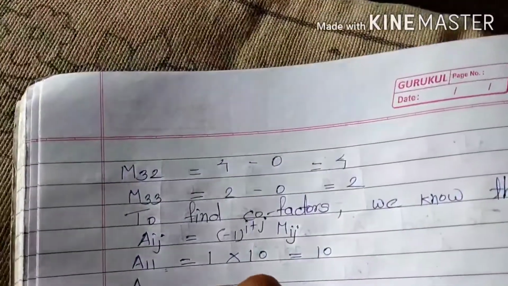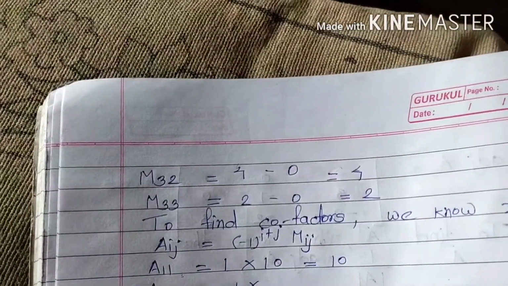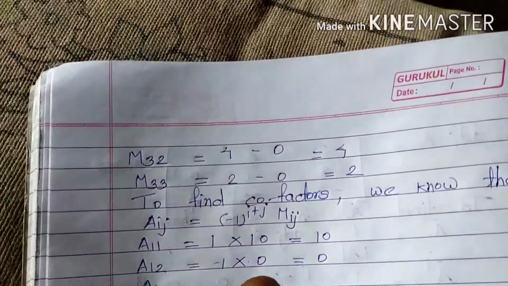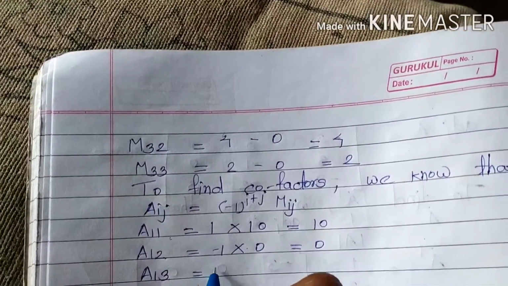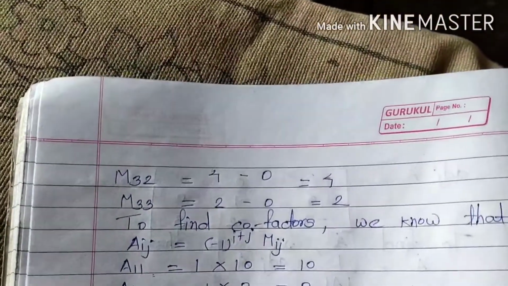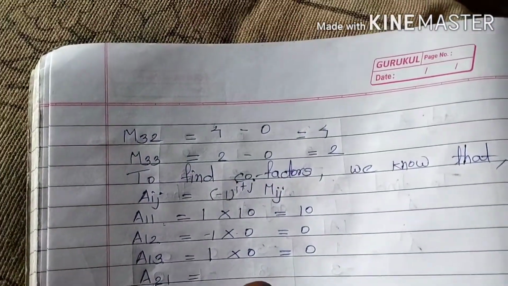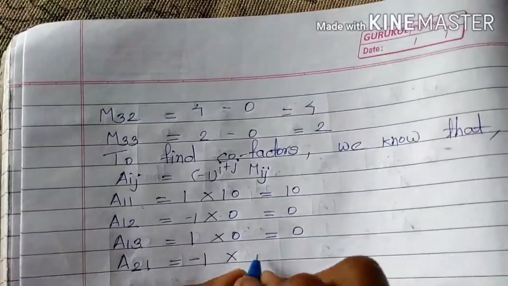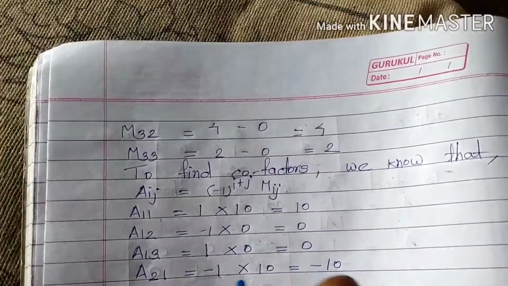Next, A12. A12 is equal to 1 plus 2, which is 3. 3 is odd, so minus 1. Minus 1 into M12. M12 is 0, so the answer is 0. Next A13, 1 plus 3 is 4, 4 is even, that's why 1. 1 into M13, M13 is 0, so the answer is 0. Next A21, 2 plus 1 is 3, 3 is odd, that's why minus 1, into M21 which is 10, so minus 1 into 10 is minus 10.